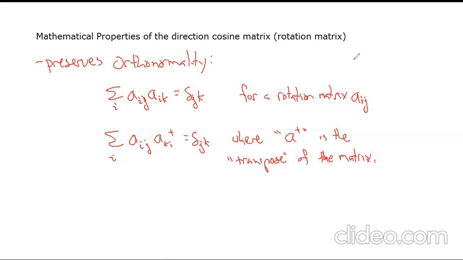Is it worth a reminder about what the transpose of a matrix is? Flip along the main diagonal. Exactly, right?